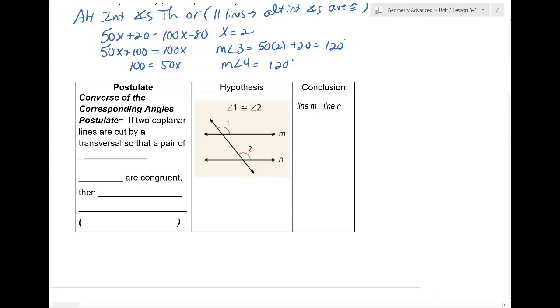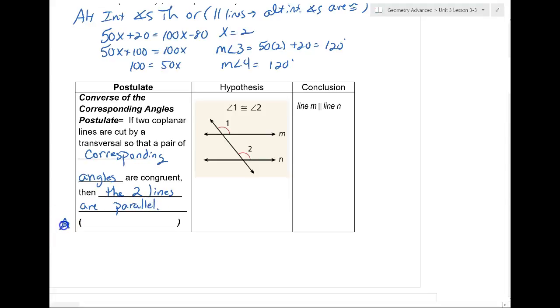If two coplanar lines are cut by a transversal so that a pair of corresponding angles are congruent, then the two lines are parallel.